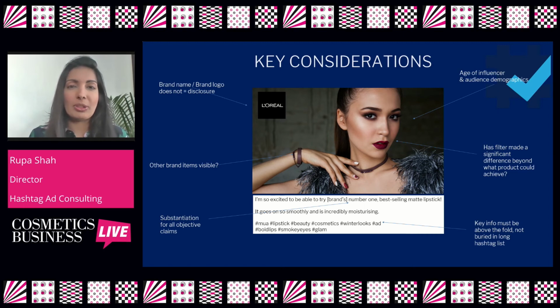And so the things that you want to think about are, for example, the age of the influencer and the audience's demographics. So don't forget, of course, that some products may not be suitable for certain ages. Be aware that, for example, the brand's name or the brand logo doesn't equal disclosure. That's not good enough to just simply feature your brand. That's not necessarily clear enough for a consumer to understand that that is a disclosure. So have a look at the text, make sure that, of course, the disclosures aren't buried or hidden, that they're very clear and upfront.